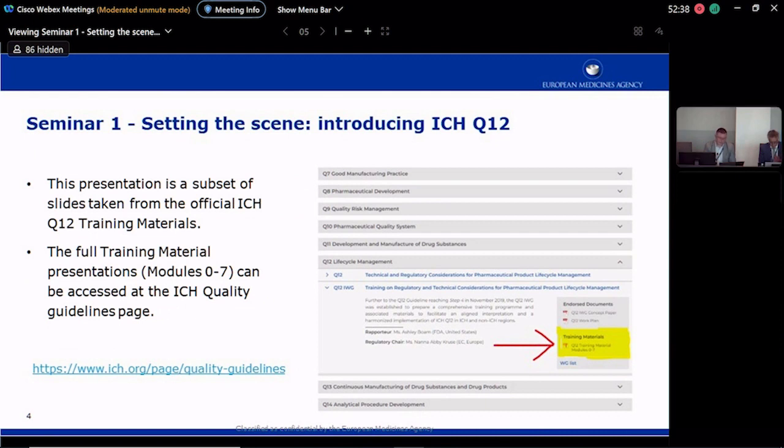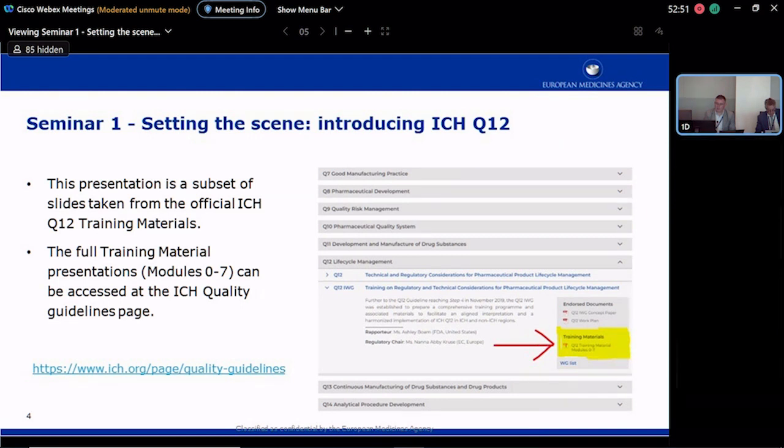So I've put together this presentation. The presentation is a subset of slides taken from the official ICH Q12 training materials. The full training material presentations can be accessed on the ICH Quality Guidelines page. If you follow the link on the screen to the Quality Guidelines page, scroll to the Q12 banner, you'll see on the right-hand side there's a link to the training materials. If you click this link, it opens a zip file which contains 8 separate modules of training material as PDF slides.